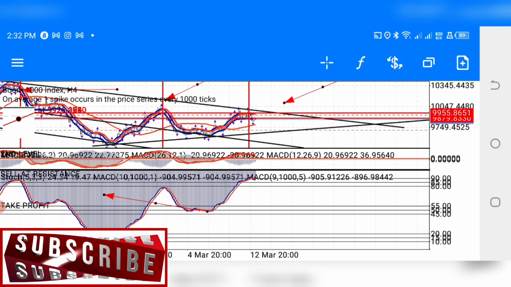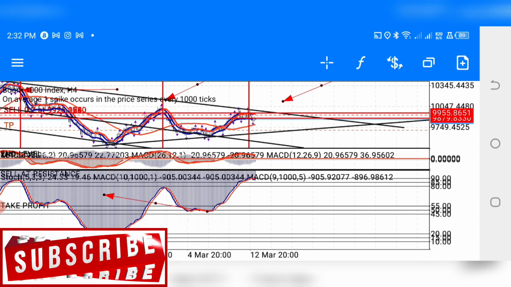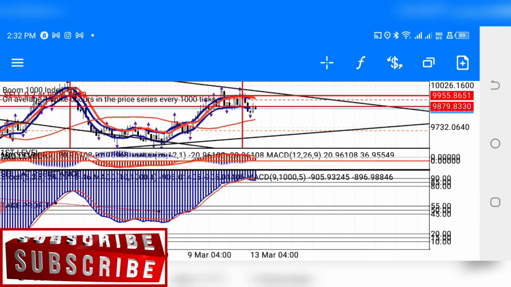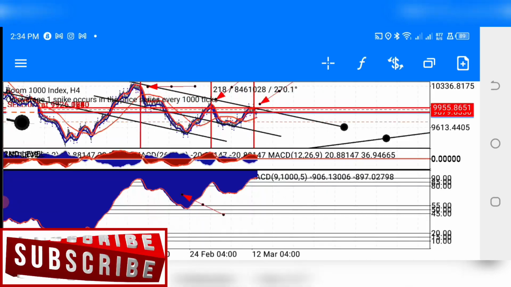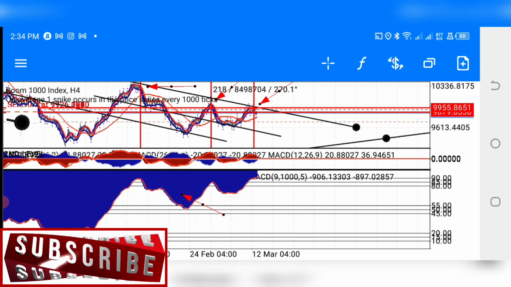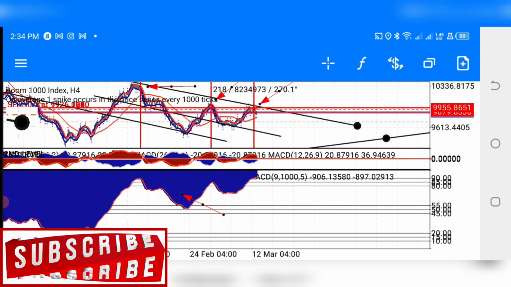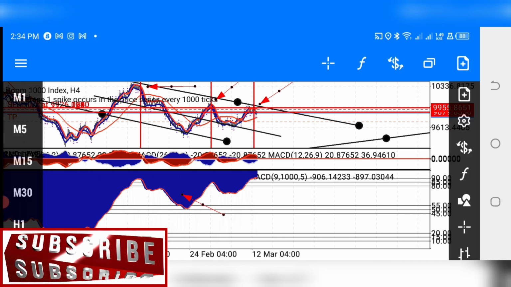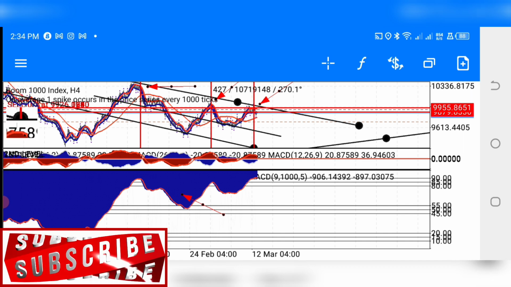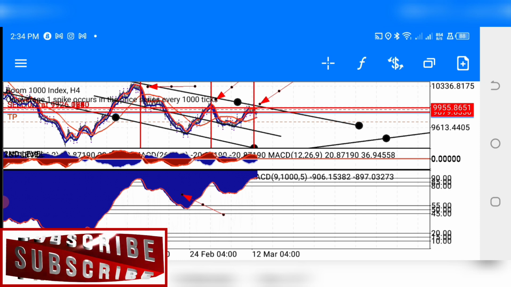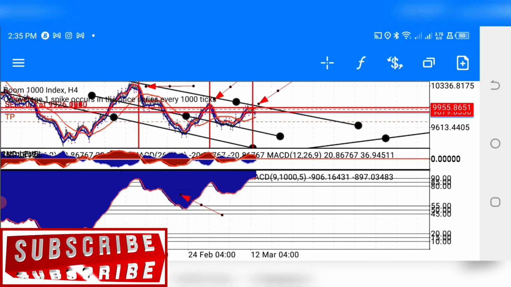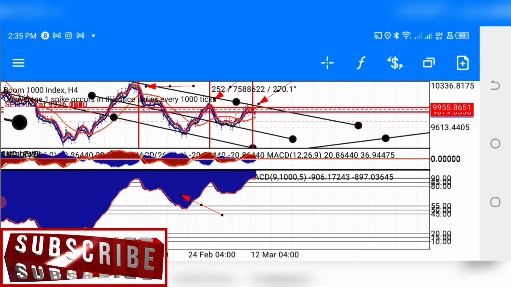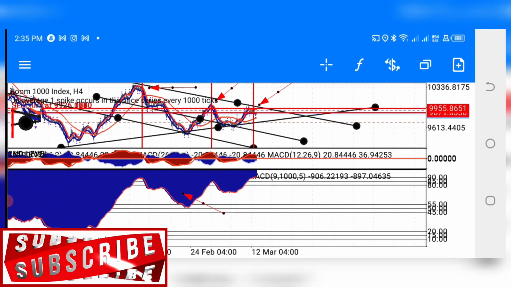Let me open this up a bit so that you can see it very well. This is your resistance level, the highest resistance level of the market, and this is the support level of the market. This is another support level of the market. There's a level here.